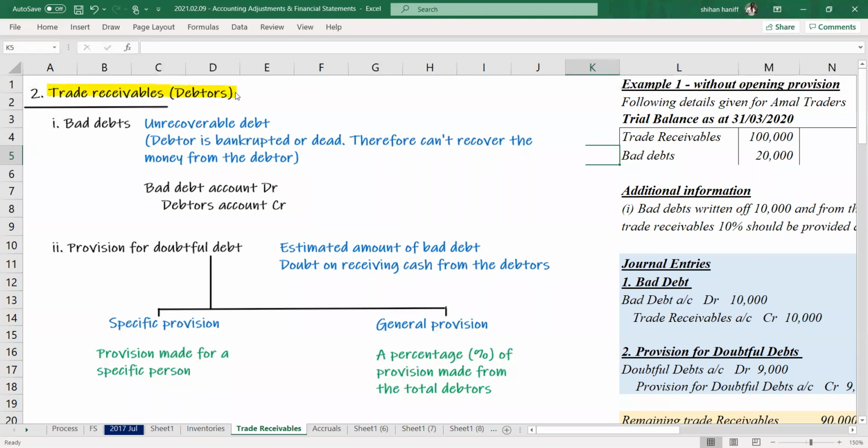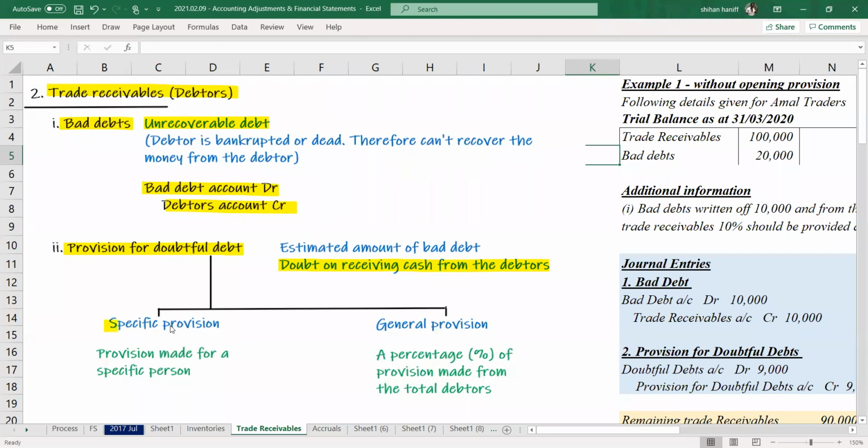In trade receivables, we have bad debt and provision for doubtful debt. Bad debt means unrecoverable debts, that you are not getting the money from the debtor. Double entry: bad debt account debit, debtors account credit. Provision for doubtful debt means there is a doubt on receiving cash from the debtors. Either you might receive or you might not receive.